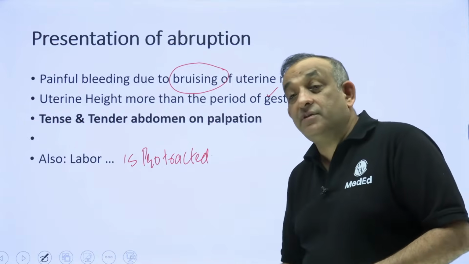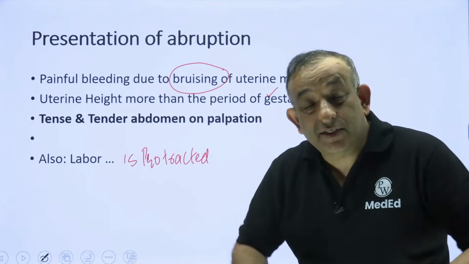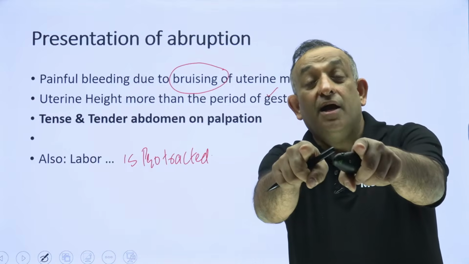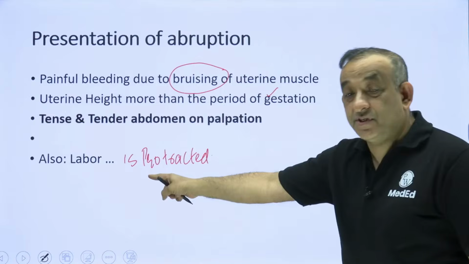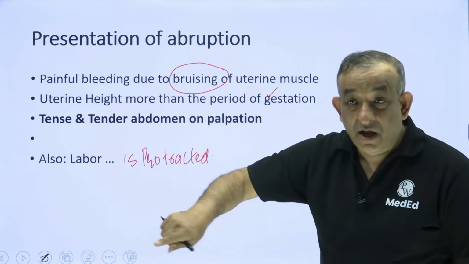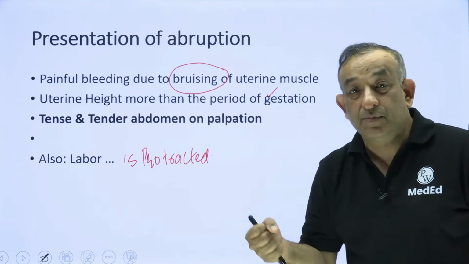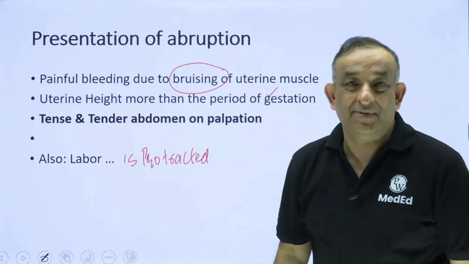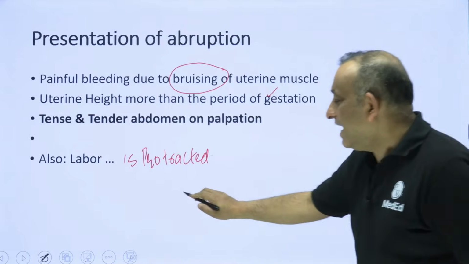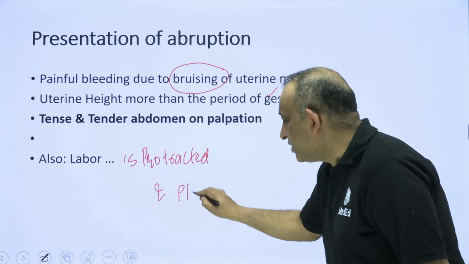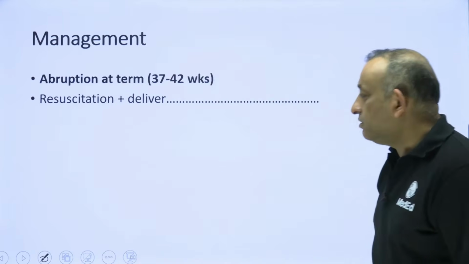Once the delivery happens, it does not contract, and when it does not contract after the delivery, atonic uterus can cause PPH. Yes, so the same abruption which causes antepartum hemorrhage, because of the bad bruised muscles, can also have postpartum hemorrhage. All right, so labor is protracted, and PPH chances are more in a case of abruption.